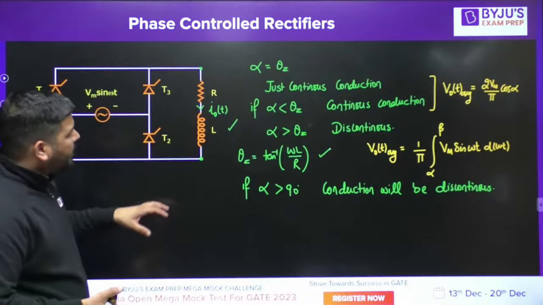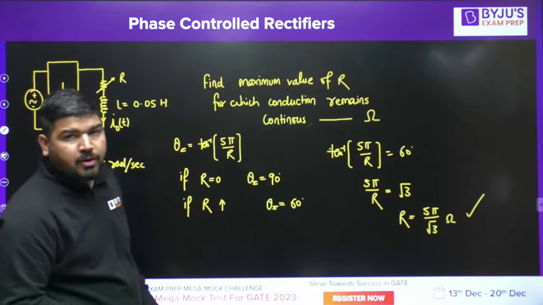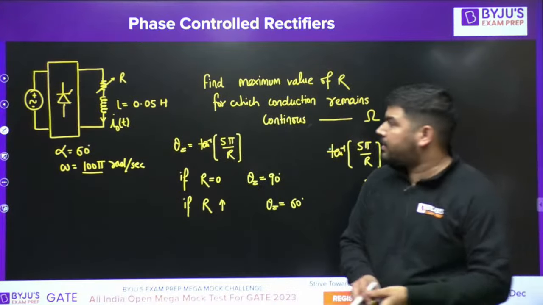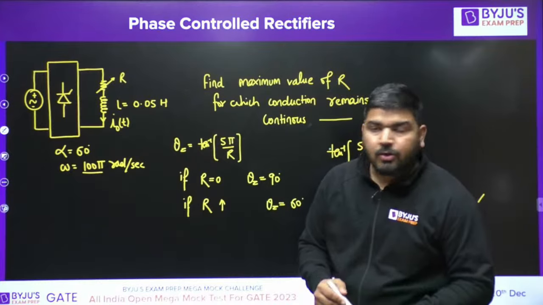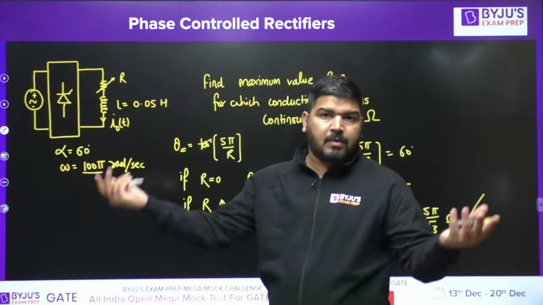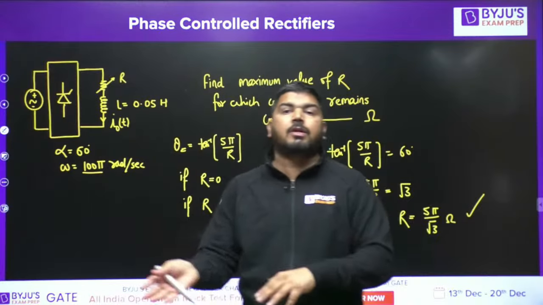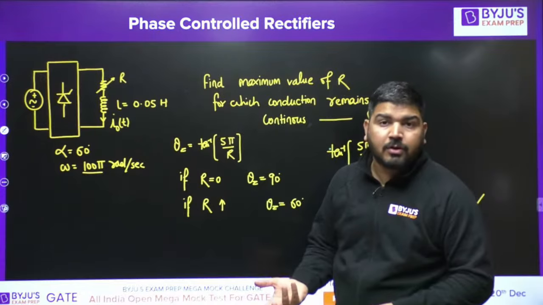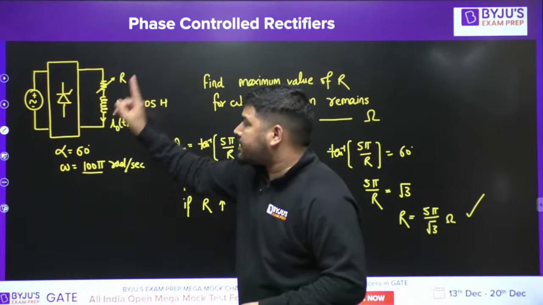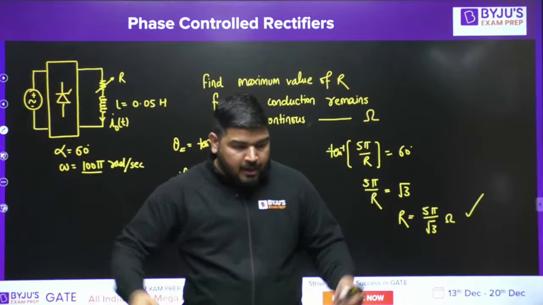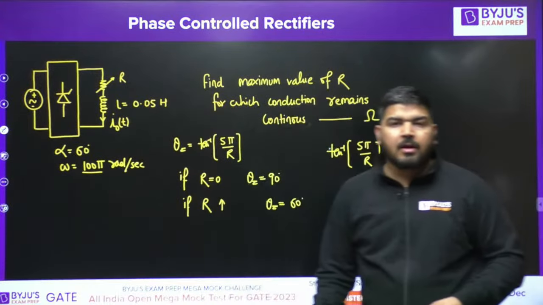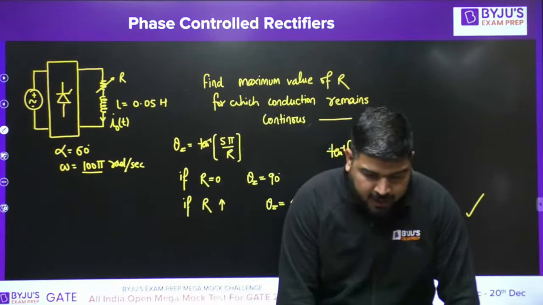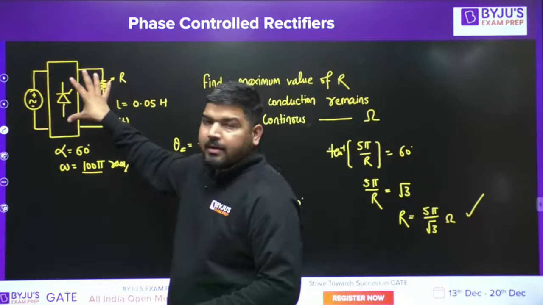Now I also told you, using this question, that if alpha is fixed and you are varying the value of R, then also the conduction may become discontinuous. So if alpha is fixed and R is variable, conduction can be continuous or discontinuous. R will decide whether the conduction is continuous or discontinuous. Similarly, if R is constant, alpha is constant, and L is variable, then you can calculate the critical value of L for which the conduction will remain continuous and for which it will become discontinuous. So there are so many types of questions you can frame from here.